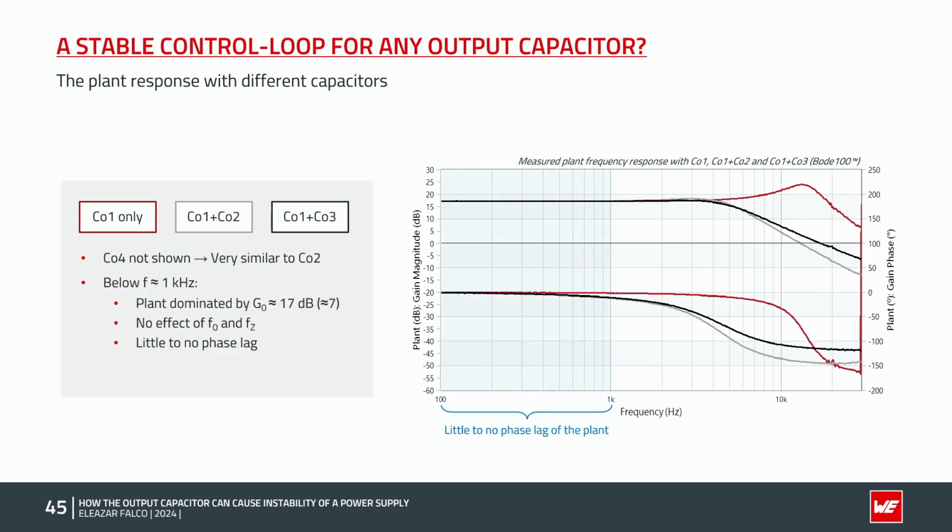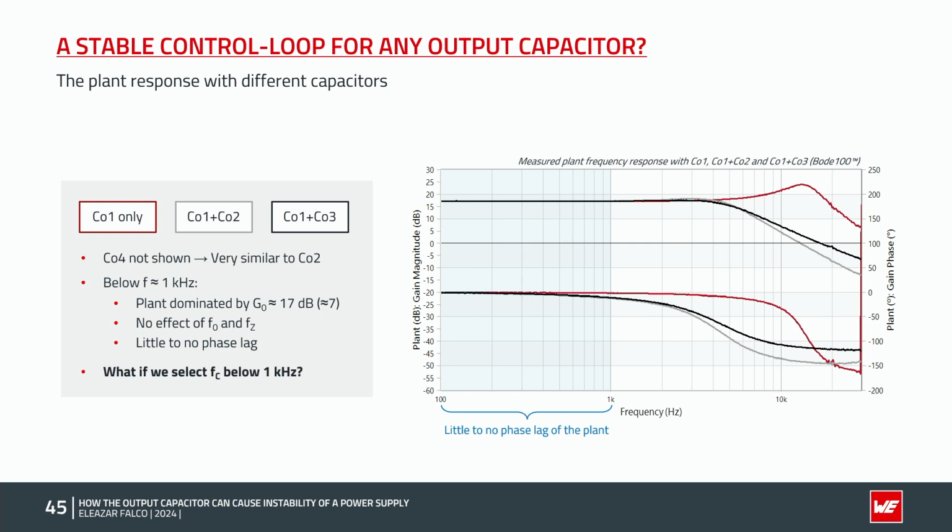Now we can see how in the frequency range below 1 kHz, the plant response is dominated by the low frequency gain, and there is practically no effect of the ESR zero and resonant double pole elements, as this happens at a higher frequency. We can see that in this range, the gain is constant and the plant provides little to no phase lag.